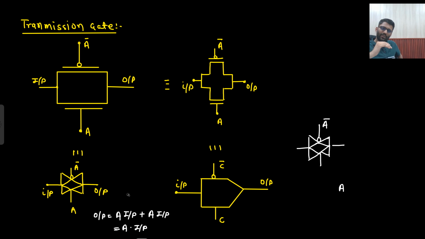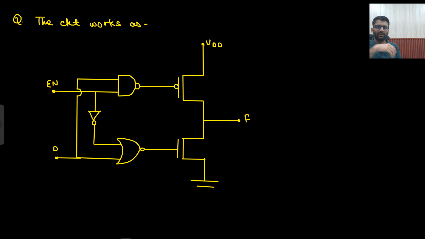That means P as well and N as well. So that static power dissipation is 0. Okay, so that we will understand. No need to worry about that. Right? Okay. Now, how will this circuit work?